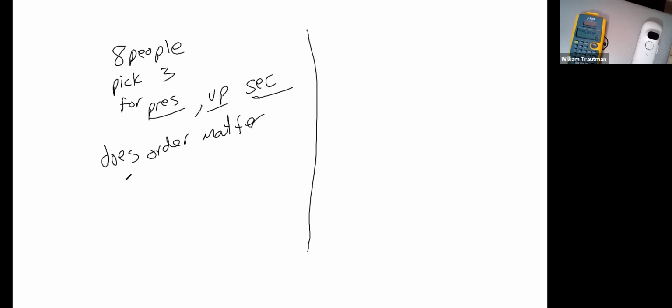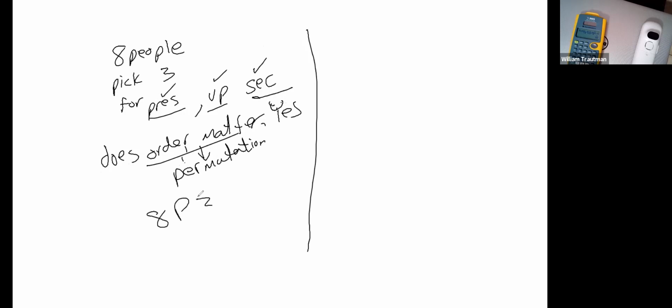Of course I want to be the president. Actually, I don't want to be any of them. But if it matters, the first person picked is the president, the second vice president, the third is secretary. So the order does matter. If the order matters, then it's a permutation. We're picking 3 from 8.